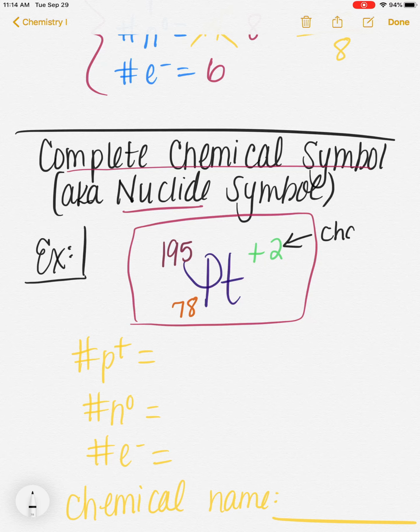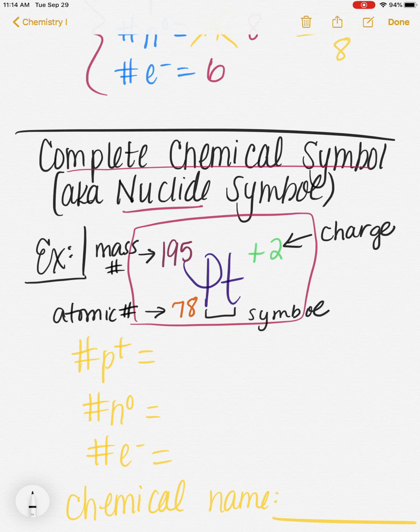This number up here in the top right corner is always the charge, if there is one. If there's nothing written there, you assume it's a neutral atom. This number in the bottom left is your atomic number. Again, that tells you how many protons you have. And then in the top left, that indicates the mass number. And of course, then the letters tell you the symbol for the element that you're working with.